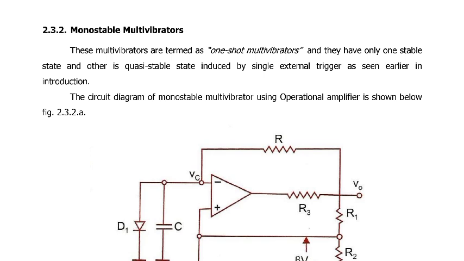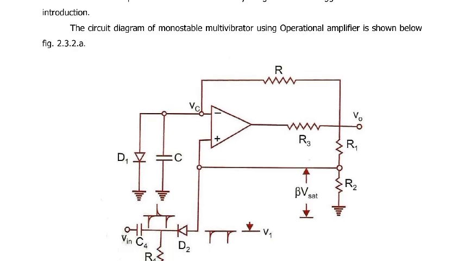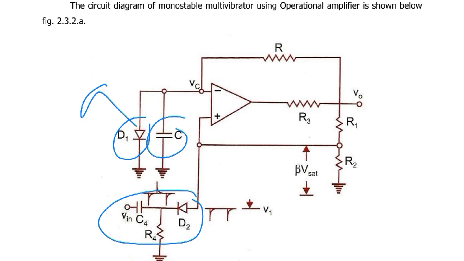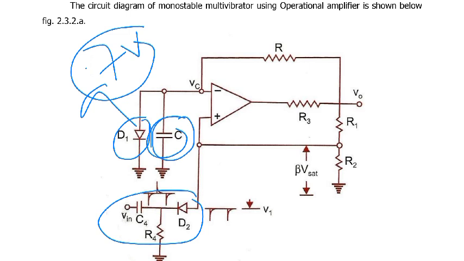This is the circuit diagram construction. This is the triggering circuit. One capacitor is connected here, with a diode across it. This diode limits the capacitor charge to about 0.7 volt. If the capacitor charge is more than 0.7 volt, this diode becomes on, and this circuit becomes a short circuit.